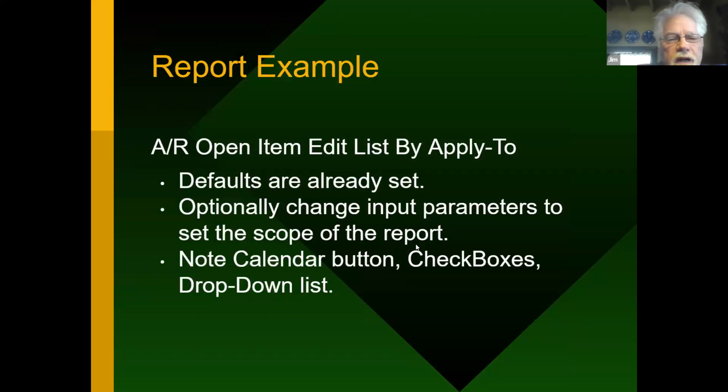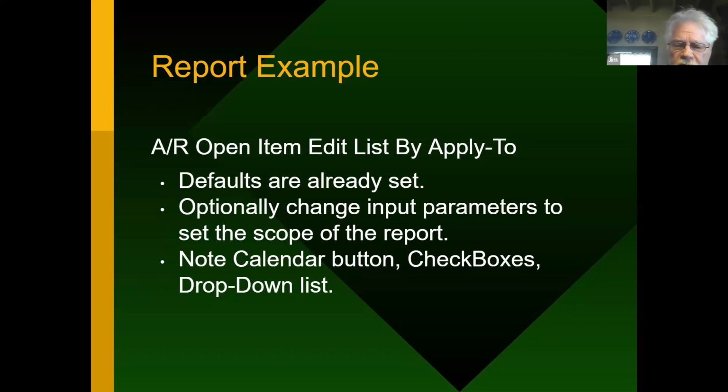Okay, so now we're going to go just through the report example of running it. So this is the AR open item edit list by apply to. The defaults are already set. That's something that you have control over. And you can optionally change the input parameters to set the scope of the report and to determine how many records you'll be getting back and which ones.